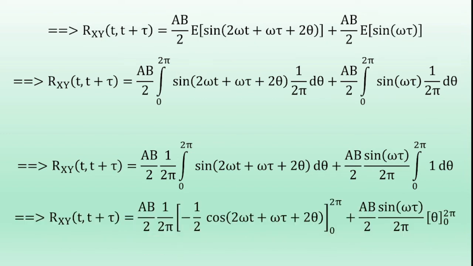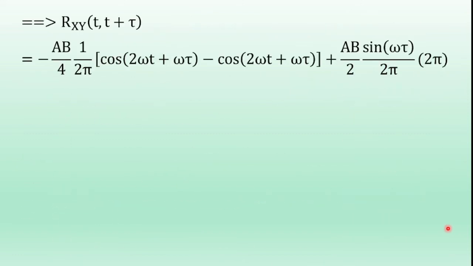So the integral of sin of this term is minus cos of (2 omega t plus omega tau plus 2 theta) by 2, over 0 to 2 pi. And the integral of 1 d theta is theta over 0 to 2 pi. So now substitute the upper value of theta and the lower value of theta here, and here also. We have minus ab by 8 pi.